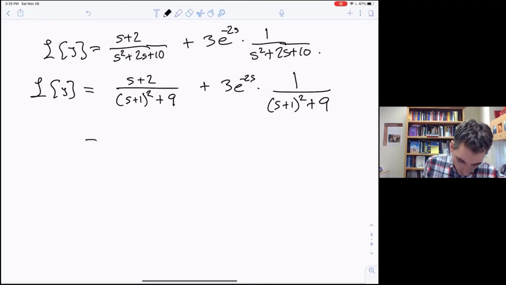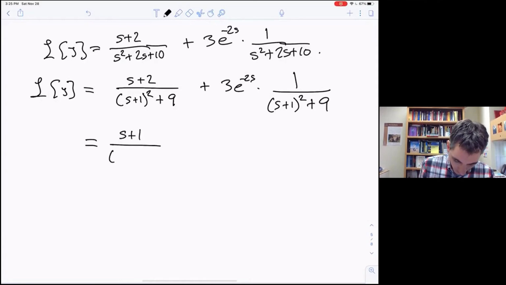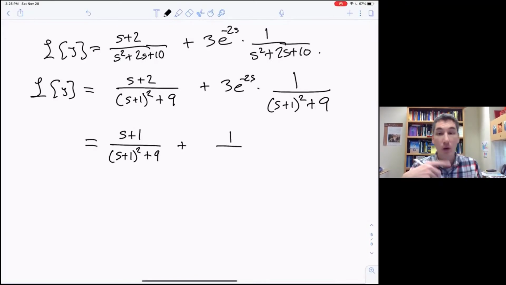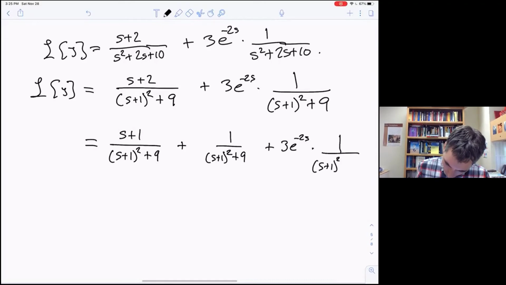And so what are we going to have here? Now, we've got to be a little bit careful because we have the s plus 1 in the denominator. So I'm going to write that as s plus 1 over s plus 1 squared plus 9. And then I'm going to have 1, because 1 plus 1 is 2. I had s plus 2, so I'm going to write that as s plus 1 plus 1. All right. And now I've got the same thing happening on top and bottom there.